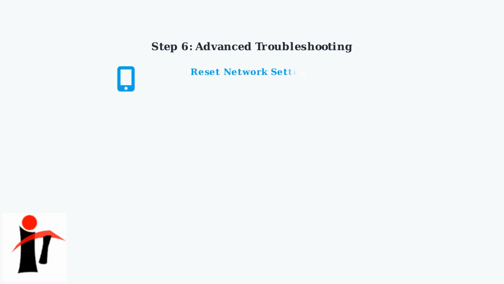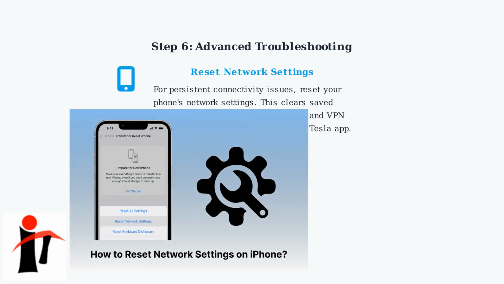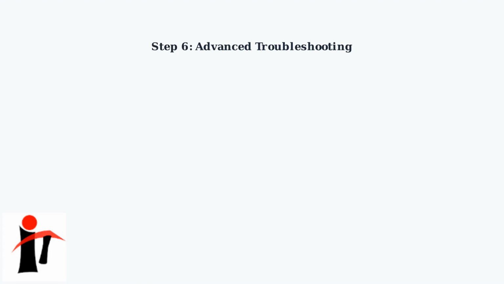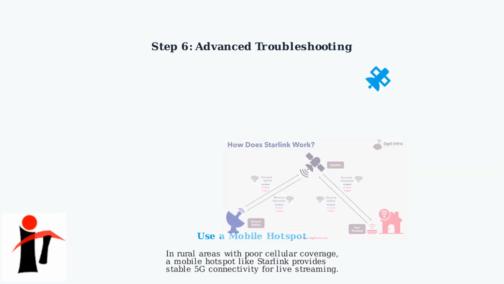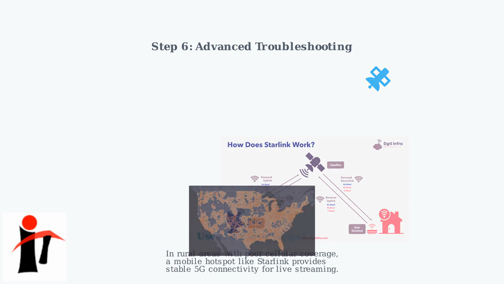For persistent Tesla app connectivity issues that other fixes haven't resolved, consider resetting your phone's network settings. On rare occasions, corrupted network configurations can interfere with the app's ability to stream live camera feeds. This reset clears saved Wi-Fi networks, cellular data settings, and VPN configurations, often restoring proper connectivity without affecting other app data. If you're in a rural area with unreliable cellular service, a mobile hotspot can provide the stable internet connection needed for Tesla's live camera streaming.